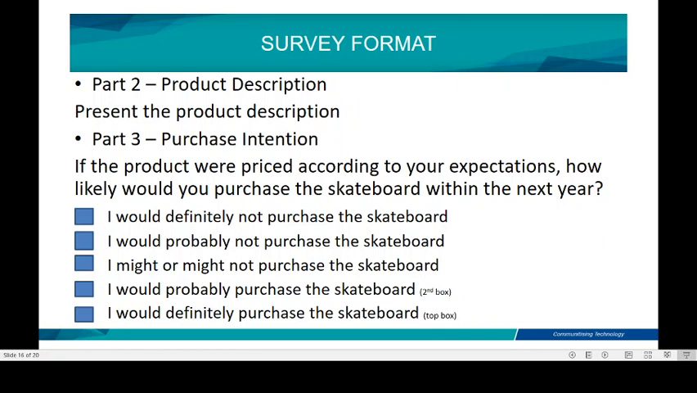Part 2 is where you describe your product or the concept, and the most important thing is part 3, whereby you ask them if the product were priced according to your expectations, how likely would you purchase the skateboard within the next year. So there will be 5 boxes. The last 2 boxes are the most important, whereby the data can be used to do some calculation, which I will show you later. The last 2 would be I would probably purchase the skateboard, and I would definitely purchase the skateboard.